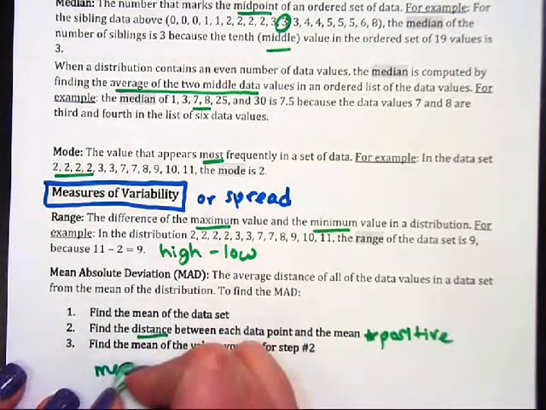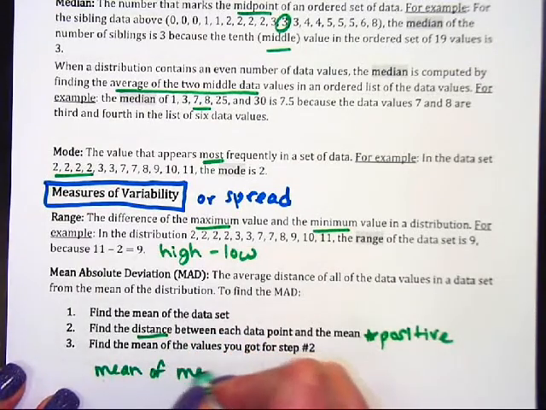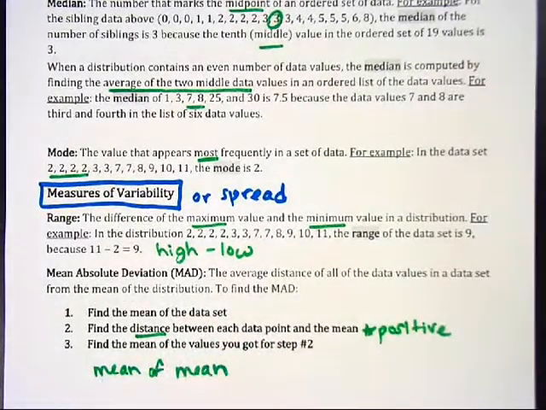So my note to myself is it's the mean of the mean. I find the middle number, and then I'm subtracting every number from that mean, and then I find the average again. So after I've added up all my distances, I divide a second time.